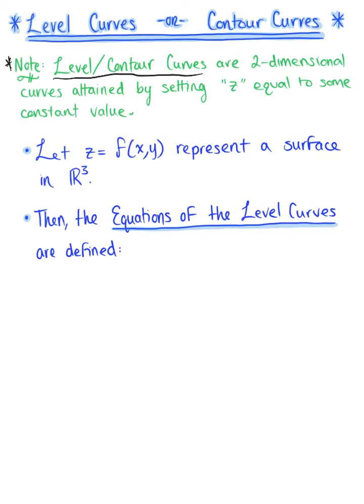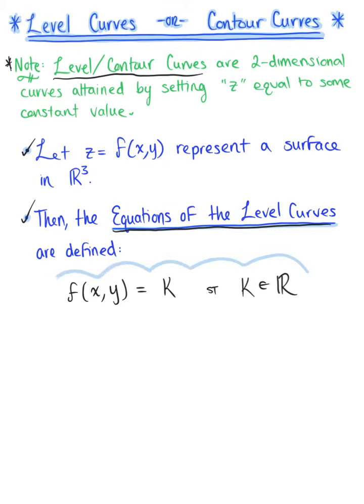z equal to some constant value. So here's our definition. If we let z be the function f of x, y, and we're going to let this represent some surface in space, then we say that the equations of the level curves are defined as follows. We define the equation of our level curve as f of x, y is equal to k, and this is such that k is some scalar, some real number.